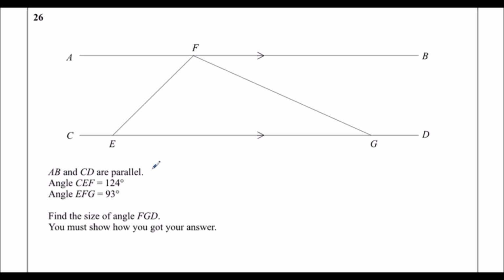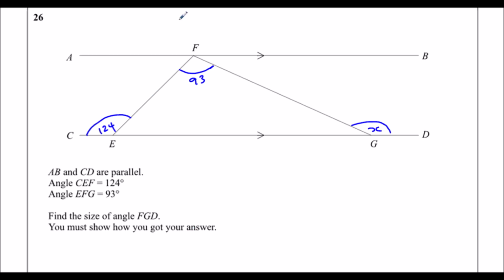AB and CD are parallel. CEF is 124 degrees, so CEF, that's this one. EFG is 93. EFG, 93. Find the size of angle FGD. FGD. You must show how you got your answer.